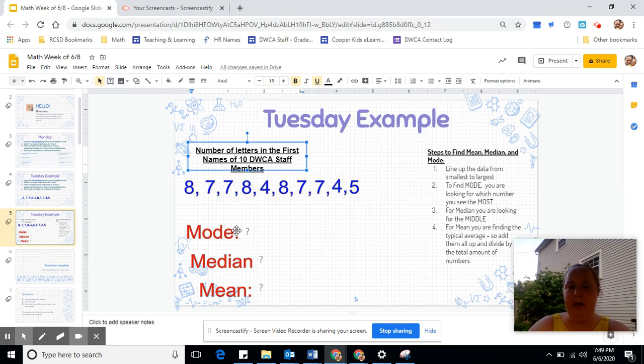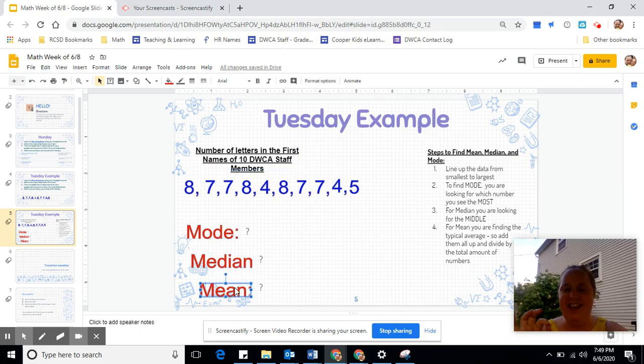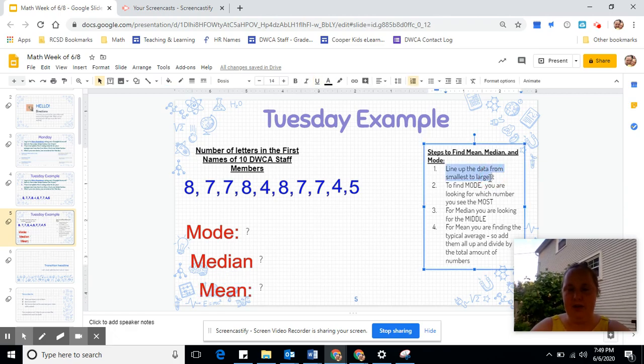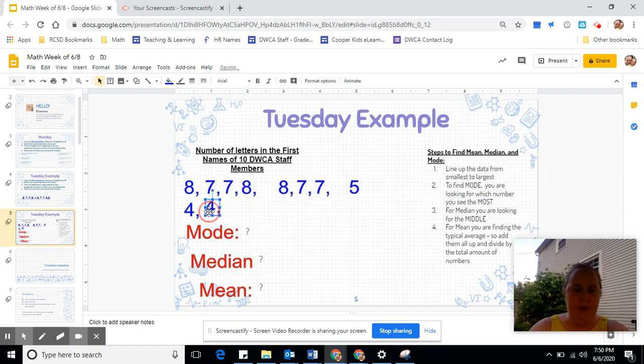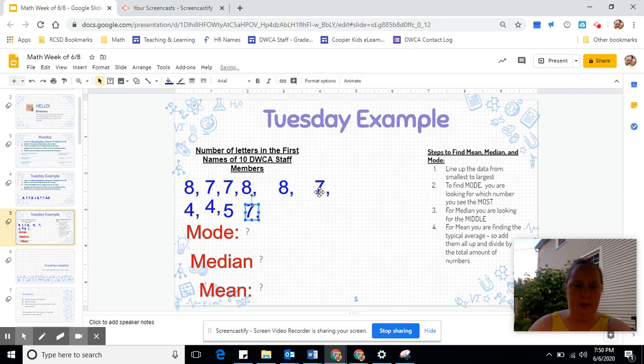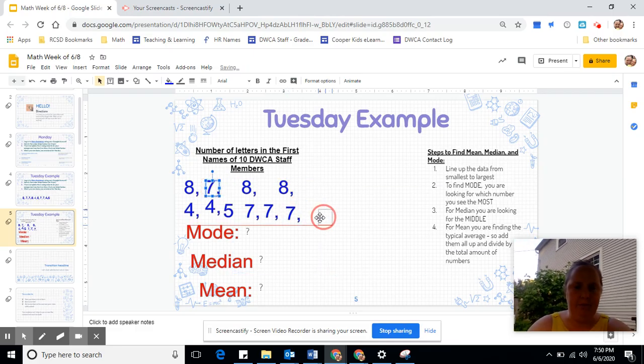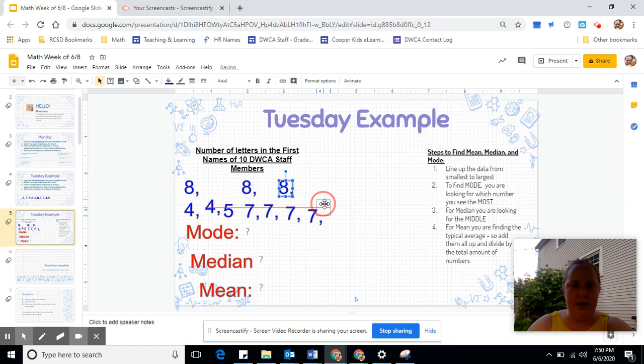Okay, so for determining mode, median, and mean, the easiest way to start is by lining up from the smallest to the largest. I'm noticing my smallest number is a 4 and another 4. So the next number up would be 5. I don't see any 6s, so I'll go to 7. And I've noticed there's quite a few of those: 1, 2, 3, 4 of them. They're not a perfect line, but they'll do. And then my last numbers in the lineup are the number 8.